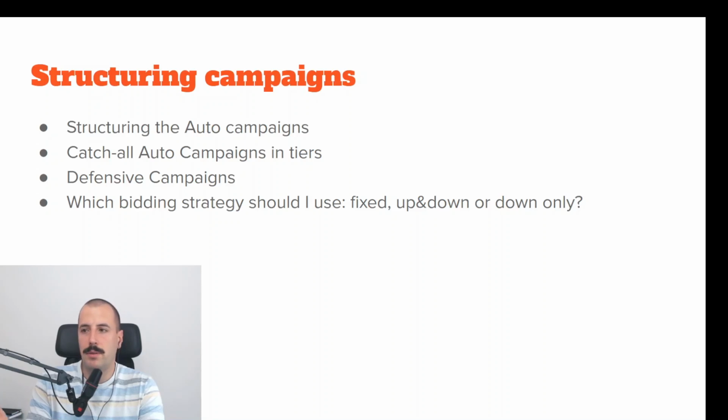The second step to this is to add multiple tiers of catch-all auto campaigns. So you set up one to be at 10 cents, you set up another one at 15, another one at 20, another one at 30. I wouldn't go more than that in this example, because then you're going to go pretty close to your average CPC that you have on your other campaigns.